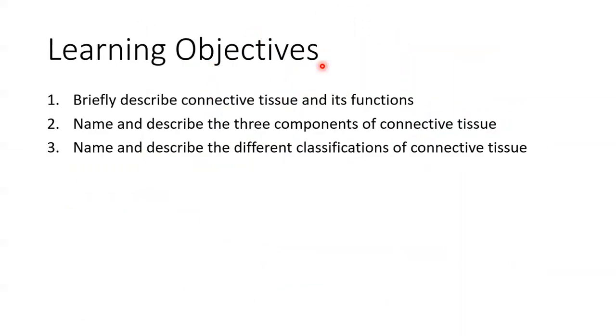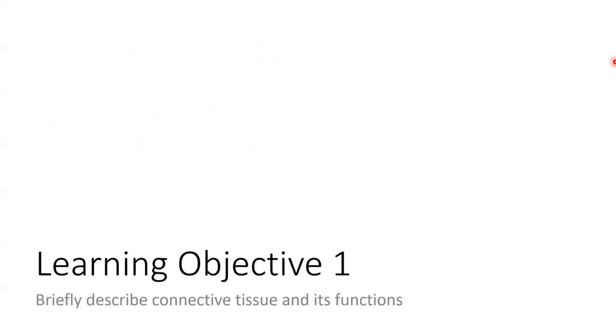Now, even though we have all of those different types of connective tissue to focus on today, we actually only have 3 learning objectives to cover. So what is connective tissue and what are its functions? We want to be able to name and describe the 3 components that make up all connective tissue, and name and describe the different classifications of that connective tissue. So getting started, what is connective tissue and what are some of its functions?